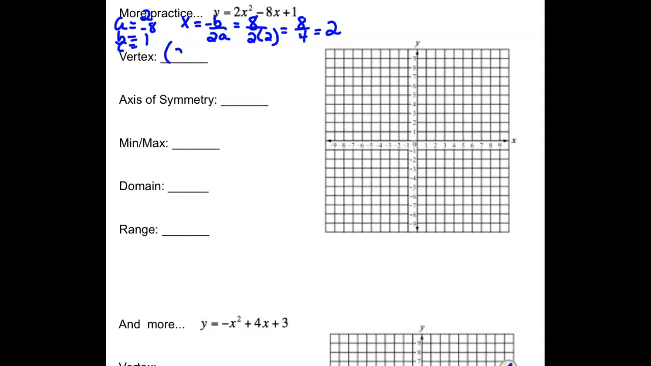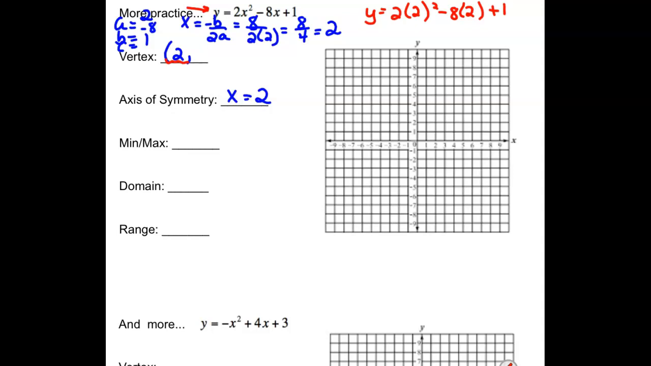So right away I know that my vertex has an x-coordinate of 2, and I know my axis of symmetry will be the line x equals 2. To find the y-coordinate of my vertex, I have to plug that into my equation. So I have y equals 2 times my x value squared minus 8 times my x value plus 1. So I'm plugging in this x is 2 and trying to find the y that matches with it.